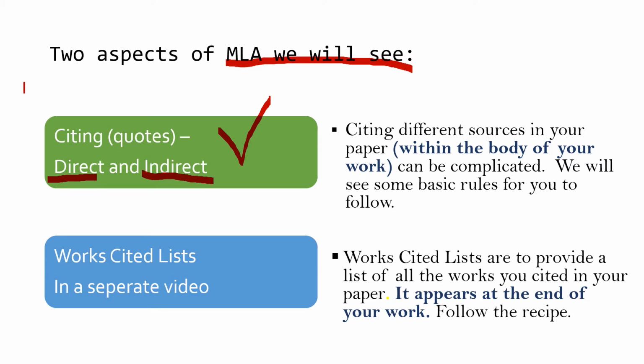Direct is when you quote someone directly, not changing the words. And indirect is when you say, Manon said, blah, blah, blah. So you actually mention the name in your sentence, but you still have a little bit of work to do for your reader. There is also the other part, the second part, which is the works cited list.